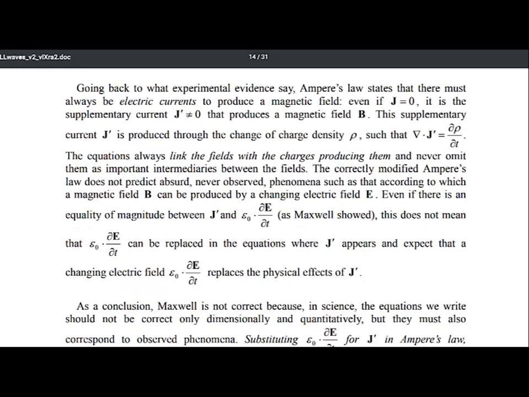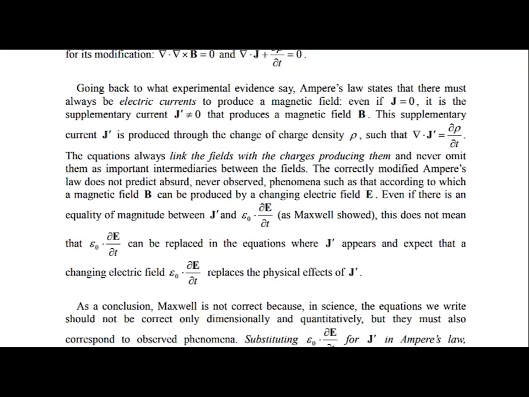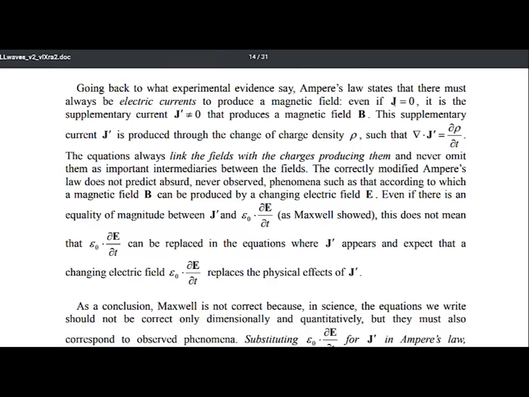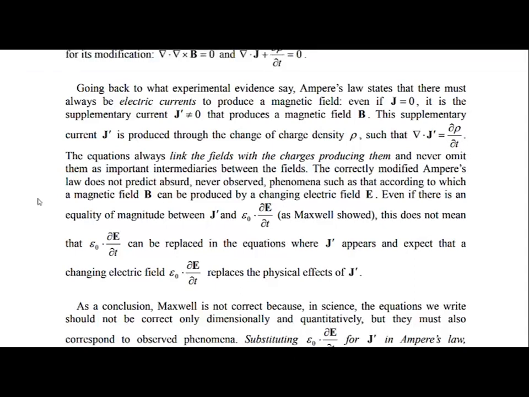Okay, so going back to what experimental evidence says, Ampere's law states that there must always be electric currents to produce a magnetic field. Even if the original J is 0, it is the supplementary current J prime not equal to 0 that produces a magnetic field. This supplementary J prime term is produced through a changing charge density, right? Changing charge density right here. The equations always link fields with charges, producing them, and never omit them as important intermediaries between fields.